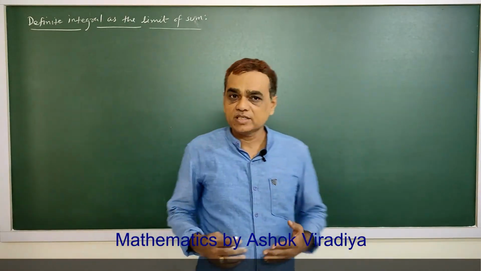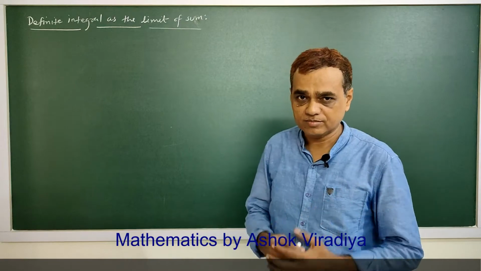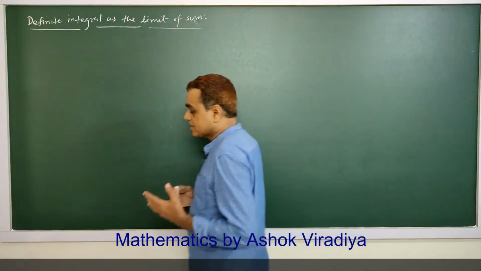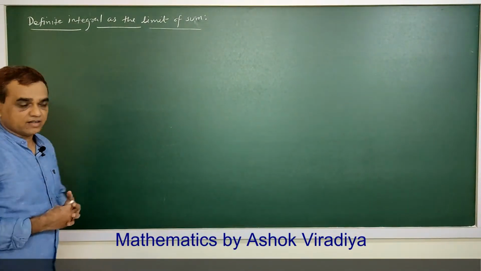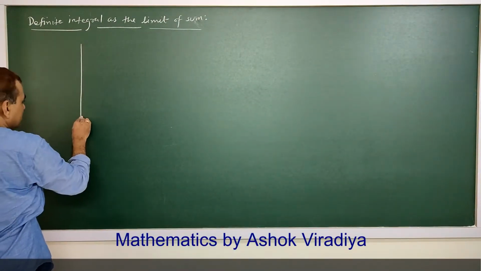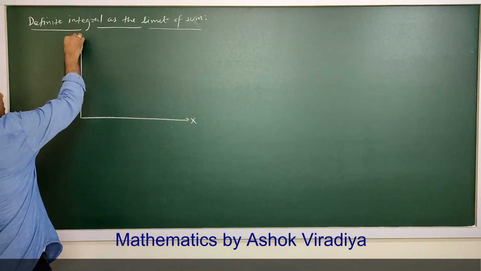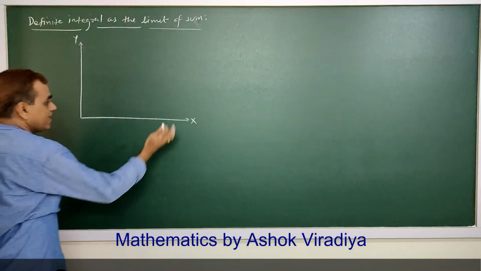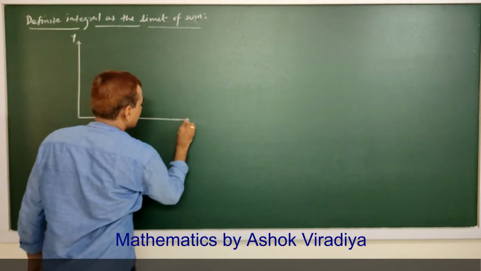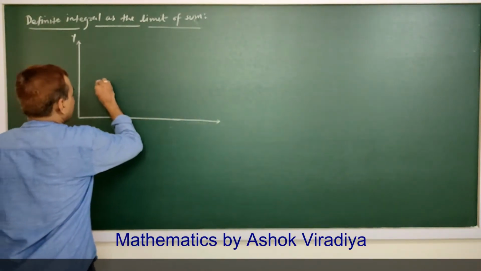Now the next topic is the definite integral as the limit of a sum. Let us understand the definite integral. Suppose that this line is the x-axis, this line is the y-axis, and there is a function. This is the graph of the function.